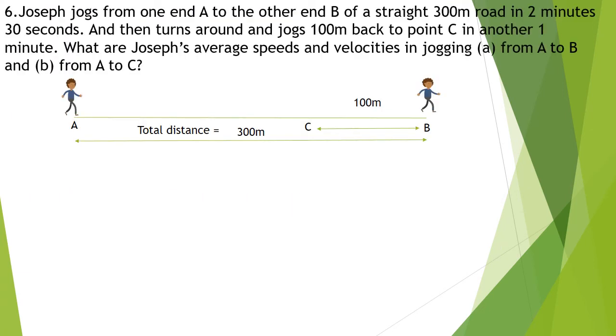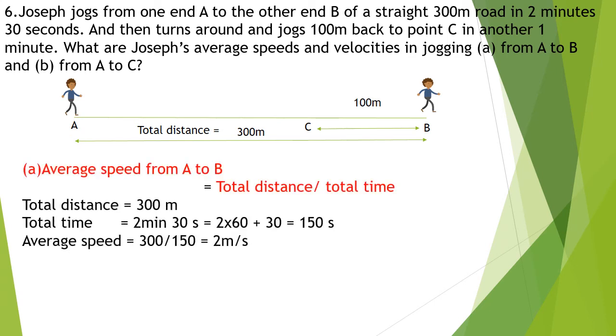Let us look into one more textbook numerical. Joseph jogs from one end A to the other end B of a straight 300-meter road in 2 minutes 30 seconds and then turns around and jogs 100 meters back to point C in another 1 minute. What are Joseph's average speeds and velocities in jogging? First question, from A to B, and from A to C. So we'll look part by part. First question, from A to B.